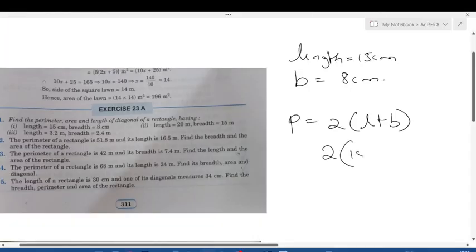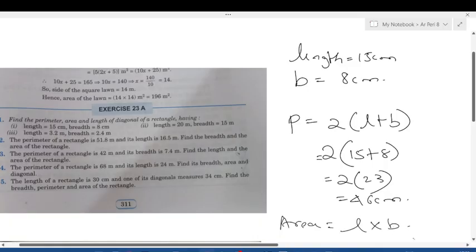Amani, did you understand? 15 plus 8. Okay, 23. 46 centimeters. Perimeter is, you all write the full word, students, right? Perimeter. I'll just write P, next write area. Area is equal to length into breadth. Diagonal, I'll teach you how to find diagonal. Just complete these two first.